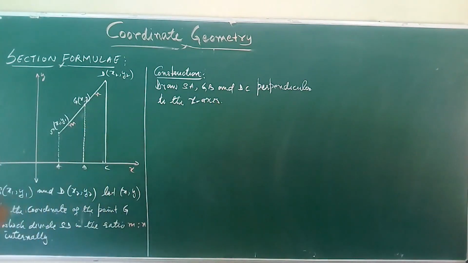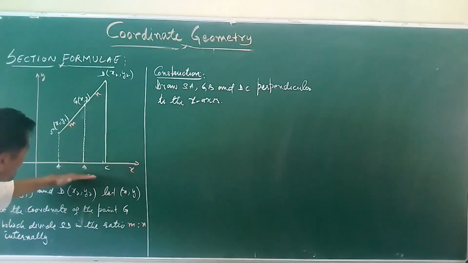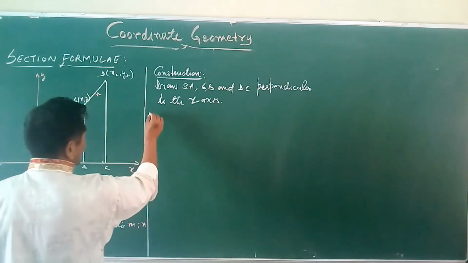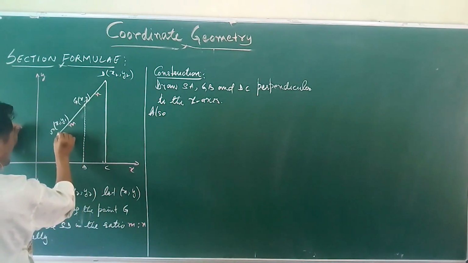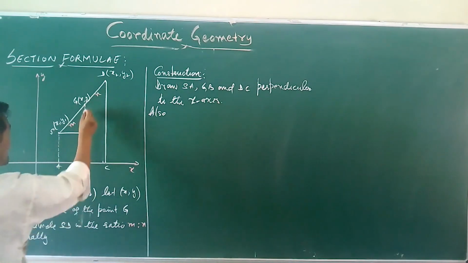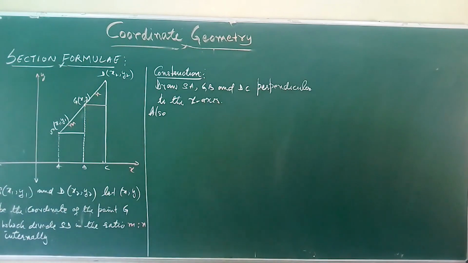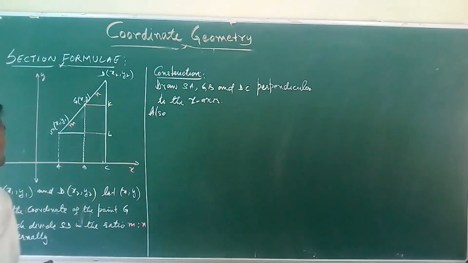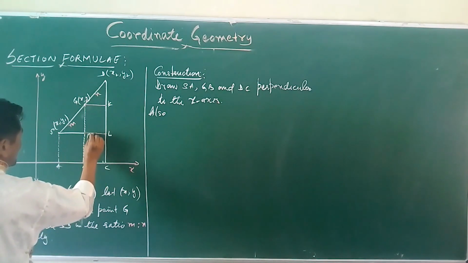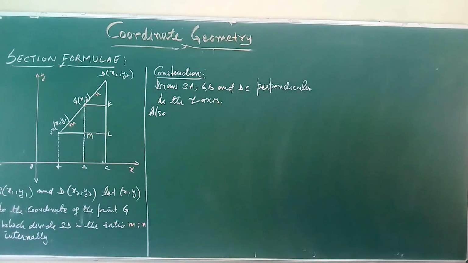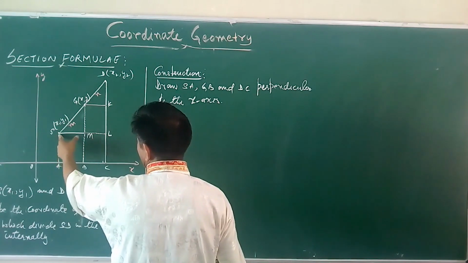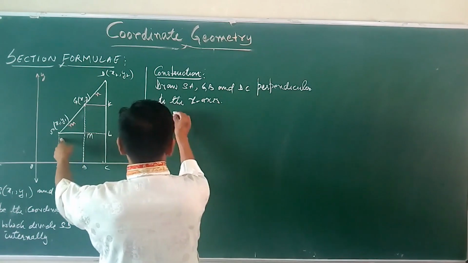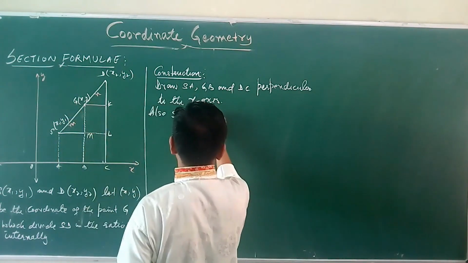So they are perpendicular to the x-axis, 90 degrees. Then we name the points K, L and M on the line, and this is the origin O. Then this is M, S L and P K perpendicular.